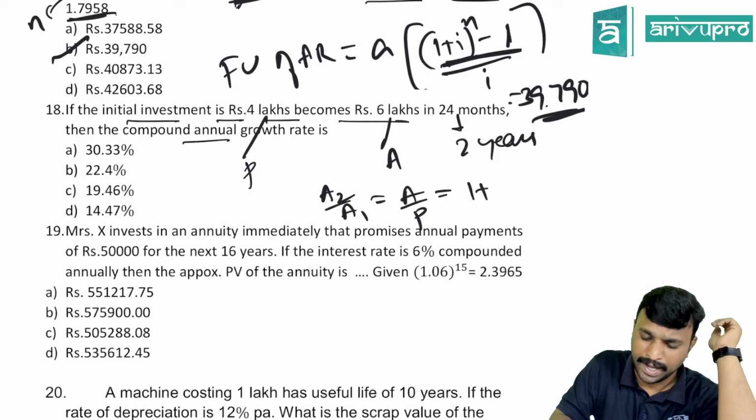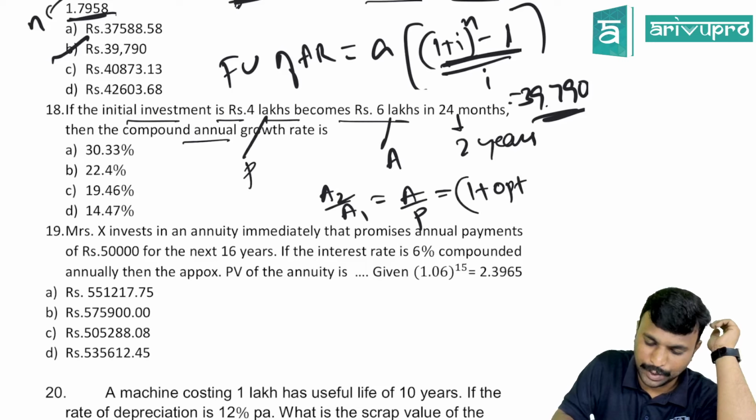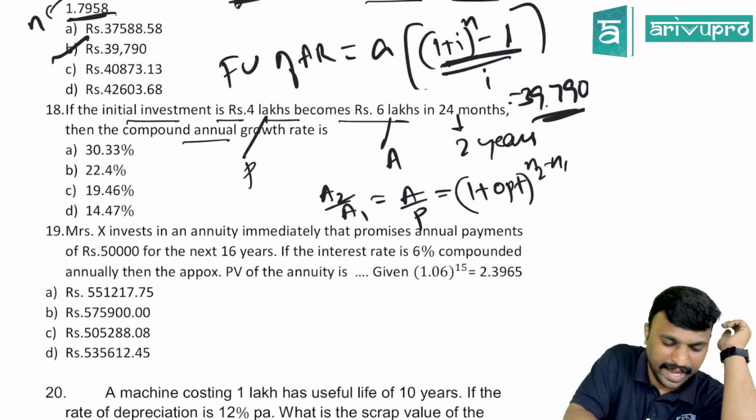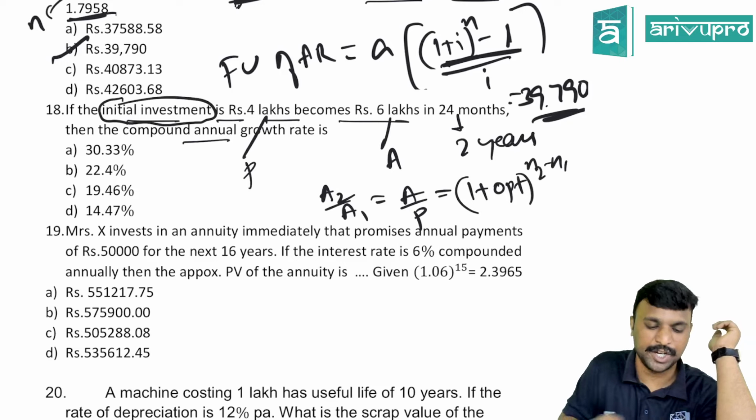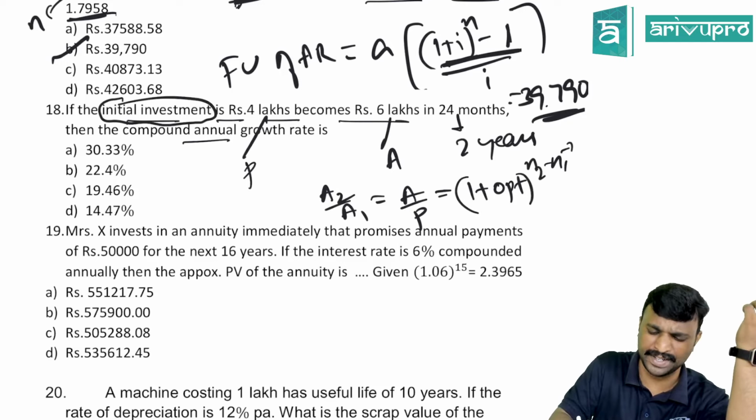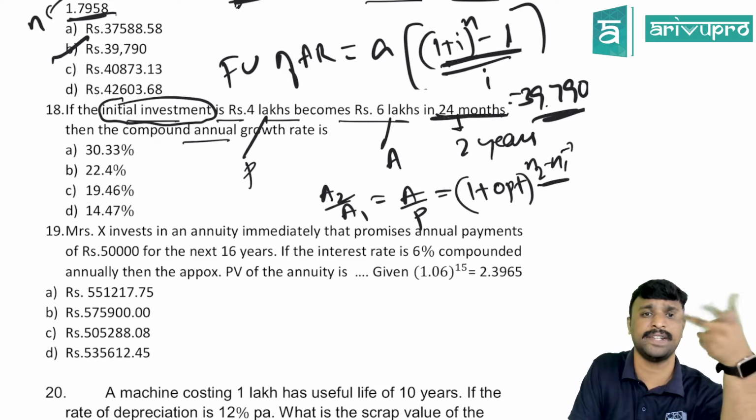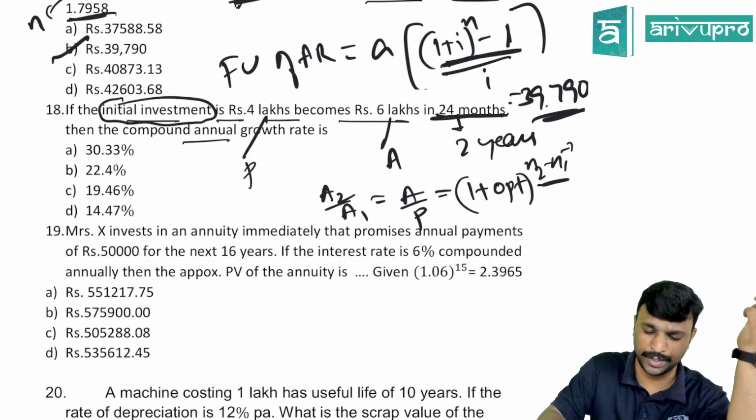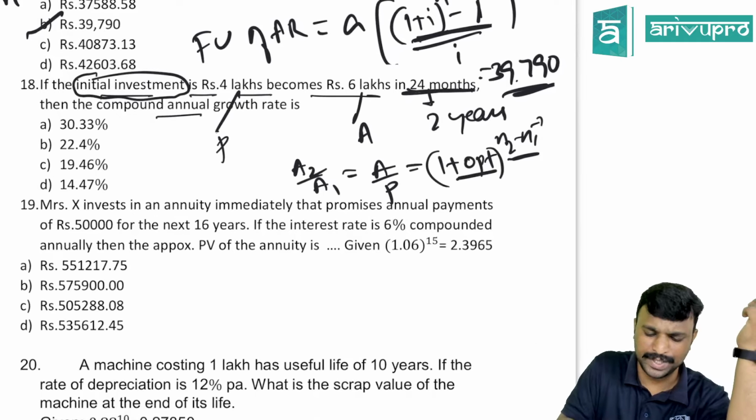1 plus option whole power n2 minus n1. Guys, what have they said about n1? Initial investment. If they don't specify which year, n1 can be taken as 0. So n2 minus n1, because it is 24 months, the difference in the two time durations is 2 years only. So guys, all that we need to do is A by P.